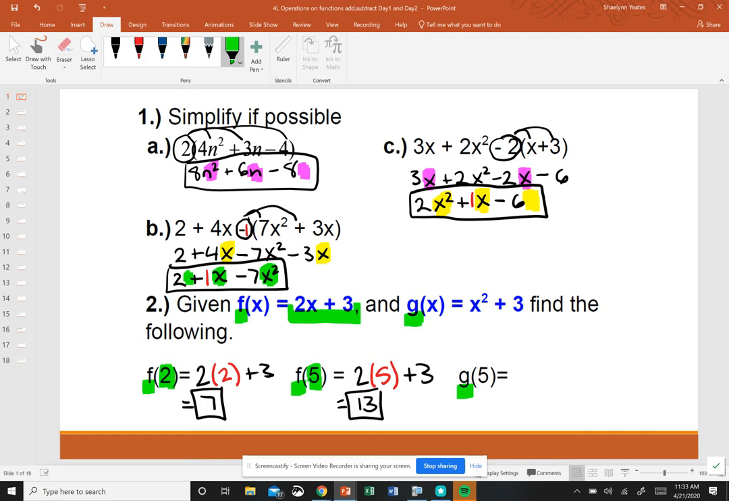All right, so on this last one, notice that we're now looking at g. So here's my g function. So everywhere I see an x here, I'm going to plug in the parentheses with the 5. So I'm going to do parentheses 5, because we have a 5 to plug in.